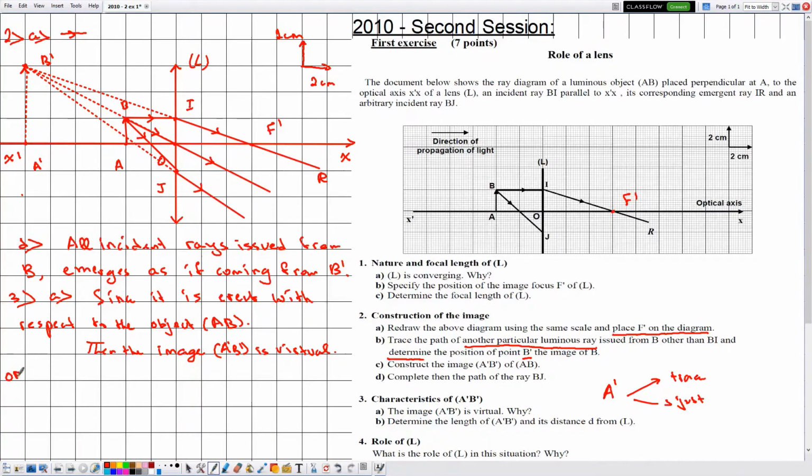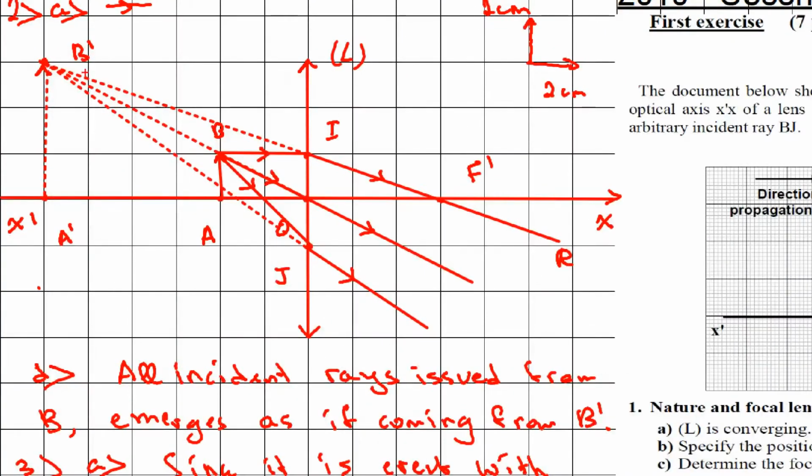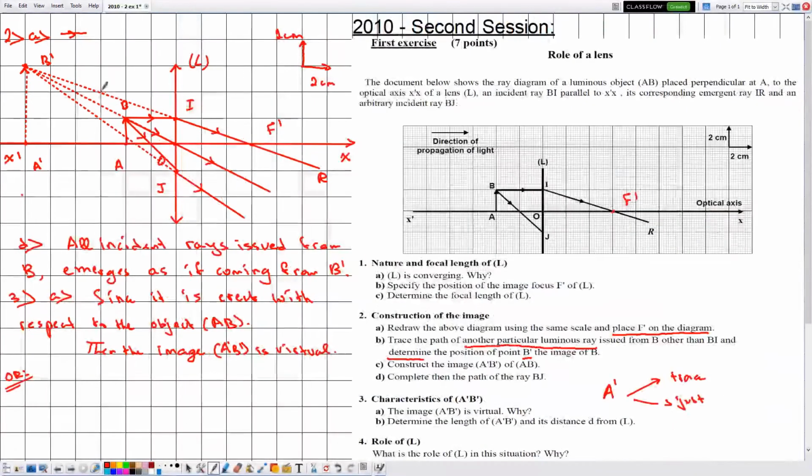One could give another reason why the image is virtual. Notice that the object and the image are on the same side of the lens, which is in front of the lens, and whenever the object and the image are on the same side, this means that the image is virtual. So let's say that since the object AB and the image A prime B prime are on the same side, then the image A prime B prime is virtual.